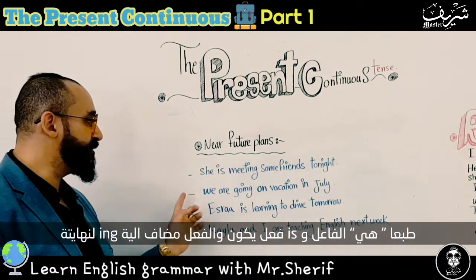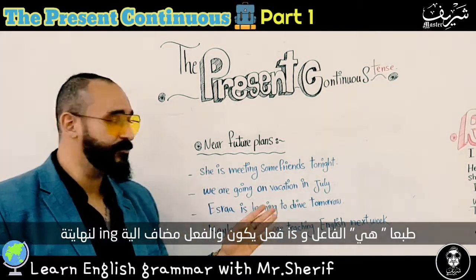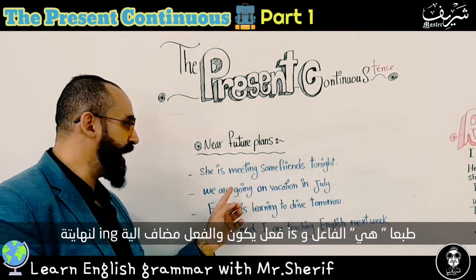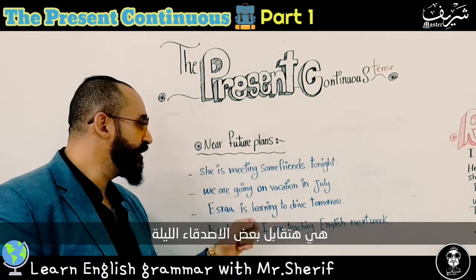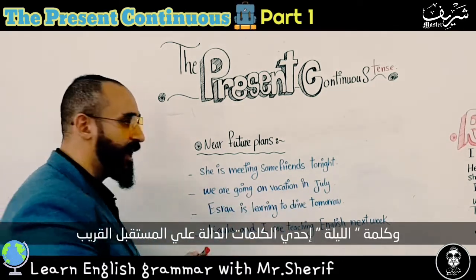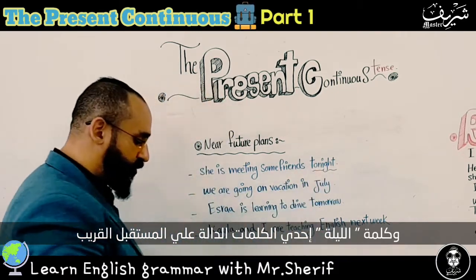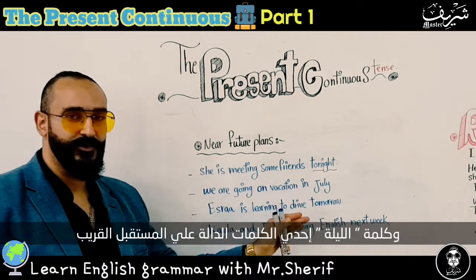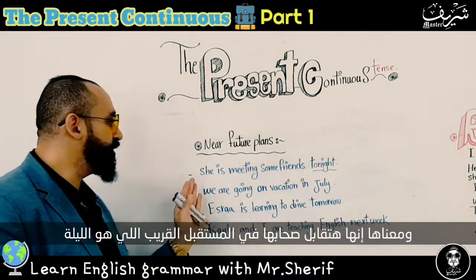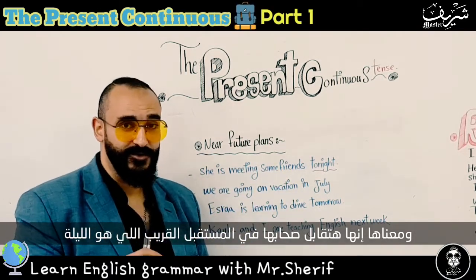As you can see here, she is the subject, is the be verb, meeting the verb, and if you notice that we added ing to the end of it. So she's meeting some friends tonight. Also tonight that we have here, this is a near future signal word. So tonight, it refers to the near future. It's going to happen tonight. So she's meeting some friends tonight. That means it's going to happen tonight in the near future.